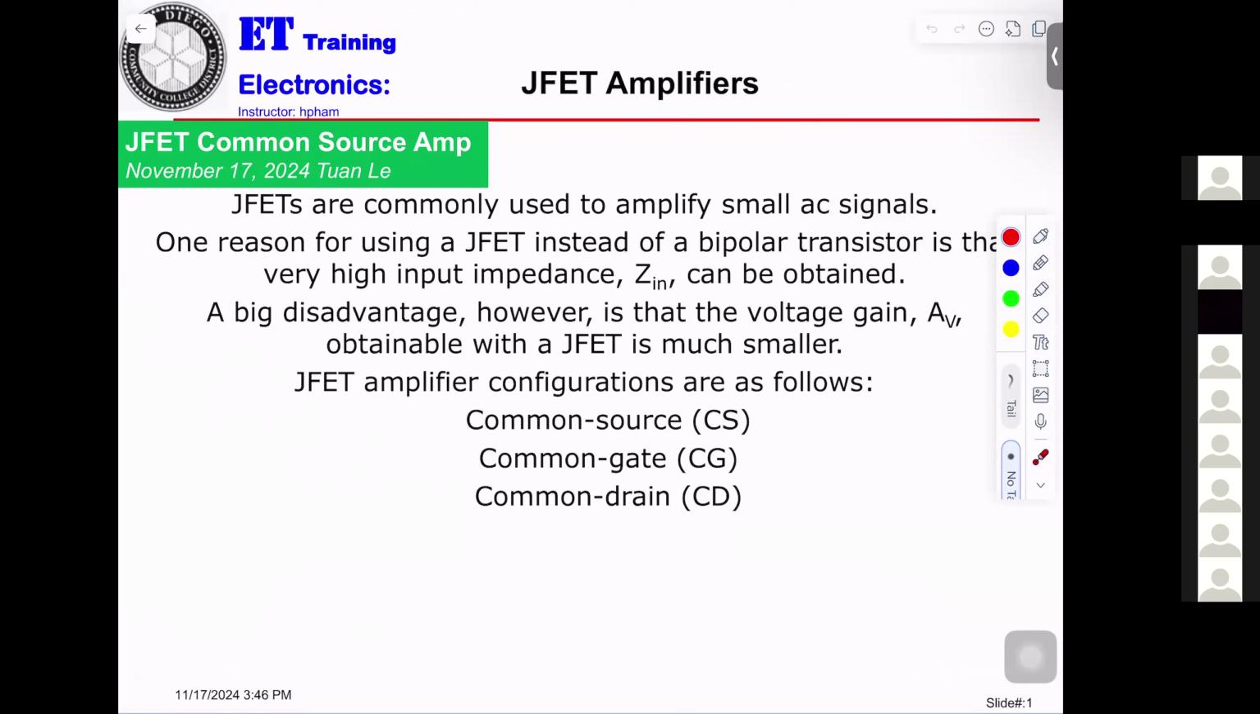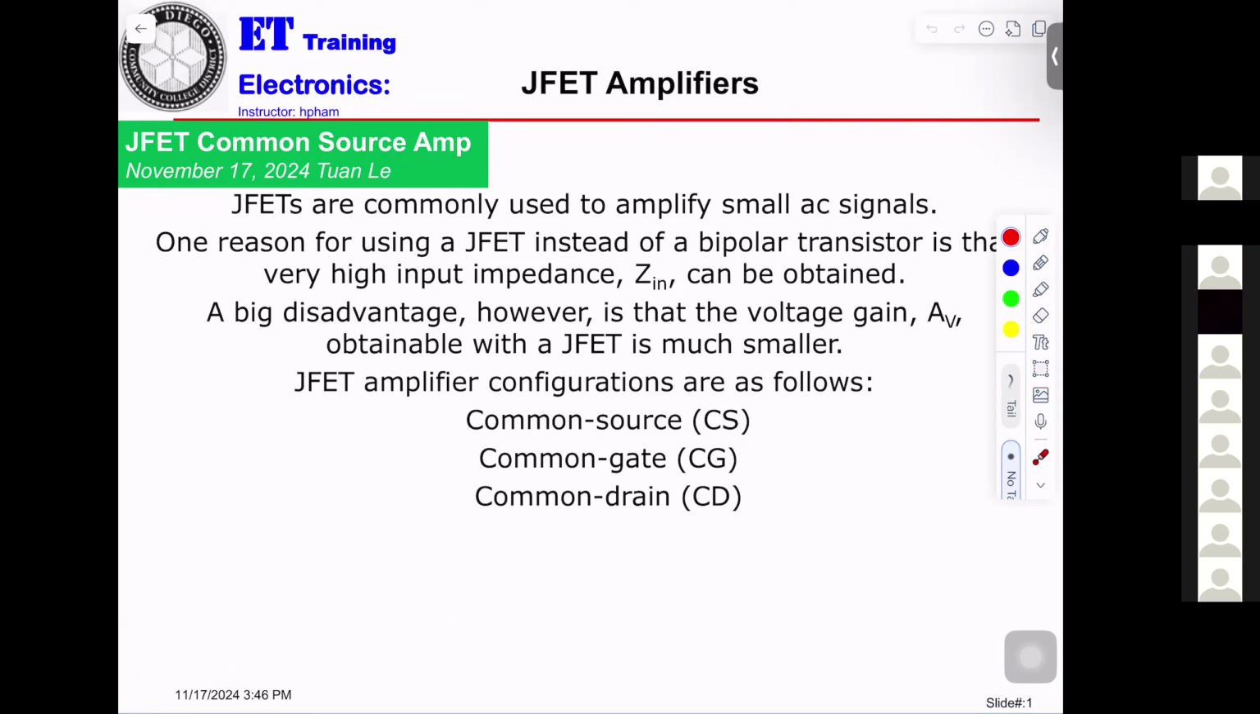One reason for using the FET instead of a bipolar transistor is that you get a very high input impedance, Zin. A big disadvantage, however, is that the voltage gain with the FET is often much smaller.